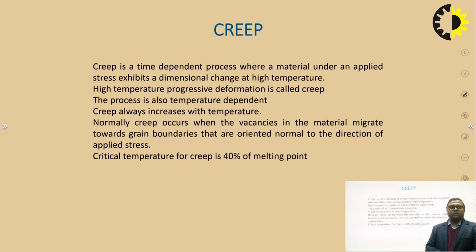Normally creep occurs when the vacancies in the material migrate towards the grain boundaries that are oriented normal to the direction of the applied stress. So whenever there is a vacancy or point defect in a particular material and we apply a load, this vacancy starts to move from the inner space to the outer space, especially in the direction of the applied load. This causes the material to deform, and this mechanism is known as creep.